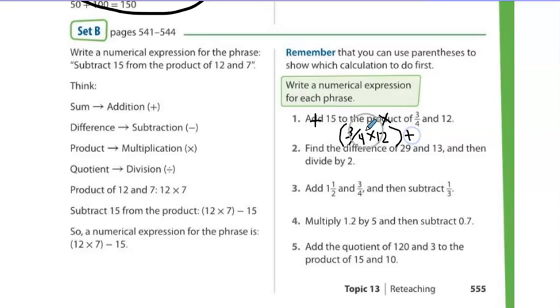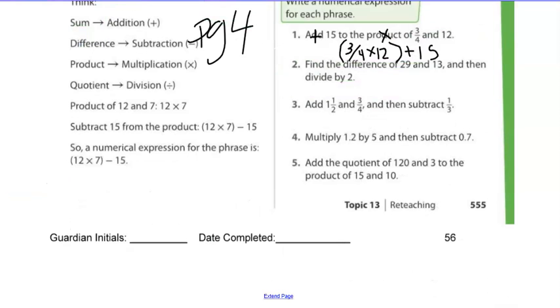So you want to make sure that you have either parentheses around this. You don't necessarily have to because it's multiplication. I like parentheses because it helps me to visually see what needs to be done first. But then once you find that product, you'll add your 15. So remember on page 4, there are those clue words. If you need to look at the clue words again to help you figure out what it is that you're going to do. So on this one, 2 through 5, you'll complete.